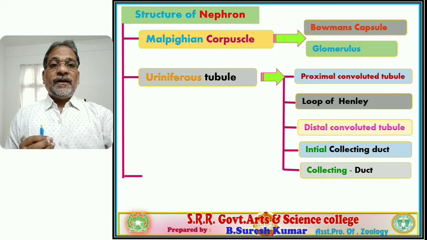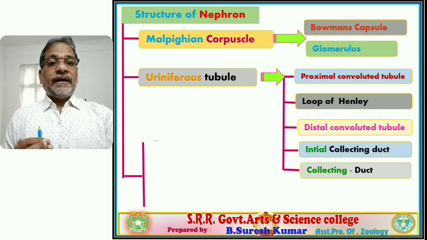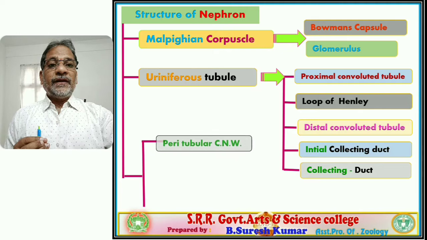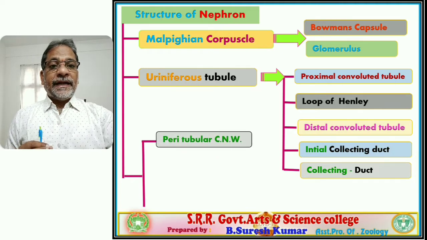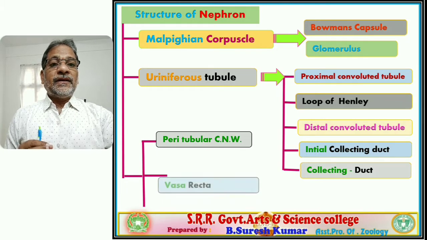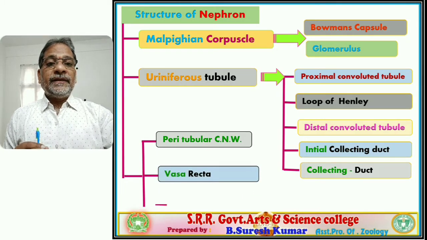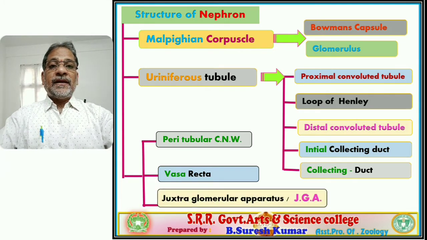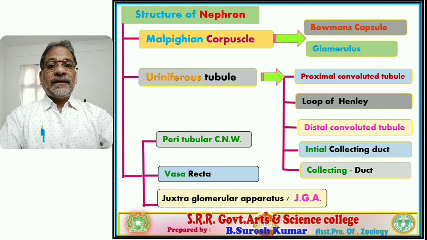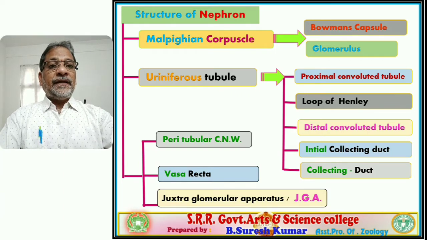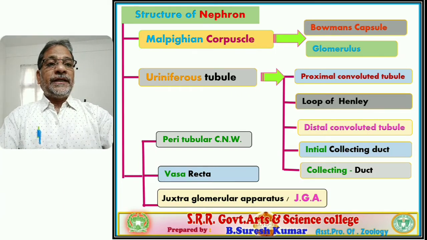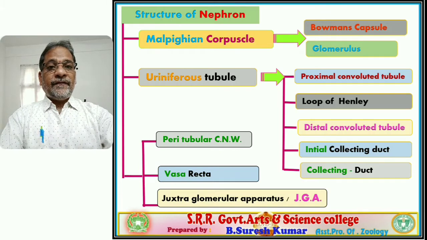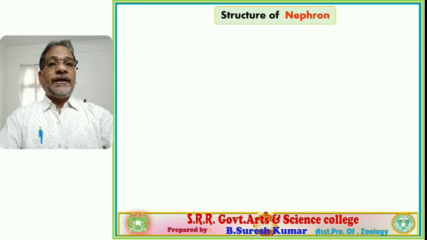Besides that, some other associated structures are also found along with the tubular nephron. They are as follows: the peritubular capillary network, which supplies blood to the nephron, then the vasa recta, and besides that the juxtaglomerular apparatus. These are the three associated structures found with the nephron. All these components are present in the nephron. Let us see the features of all these components.